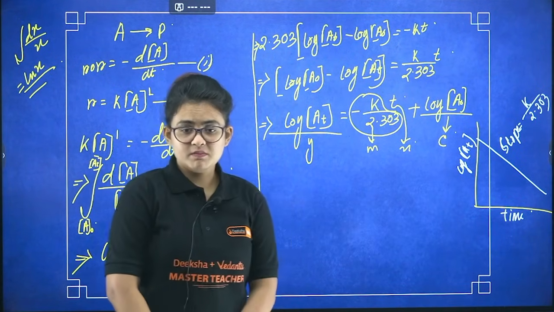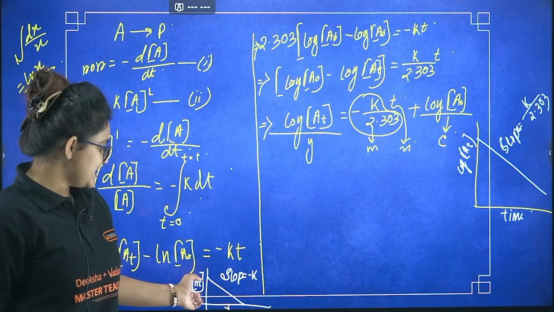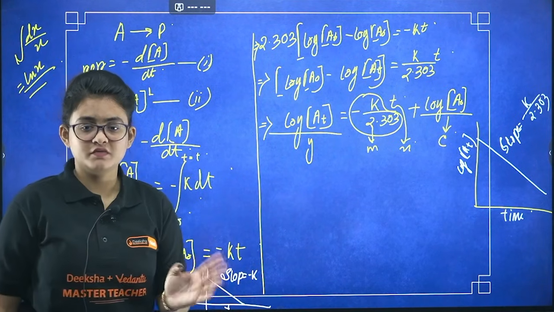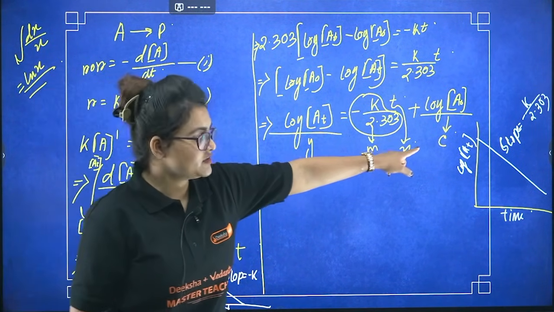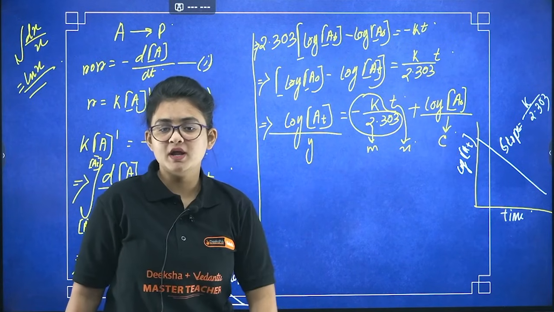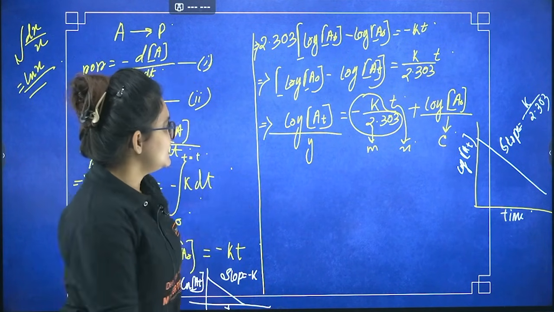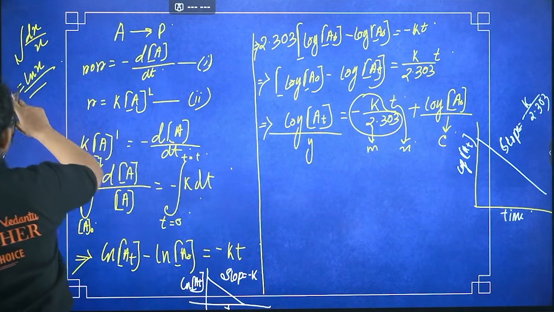So remember what the axis is, either ln or log. Be careful about it. Log of concentration of reactant with respect to time. I guess it's clear. Now let's come up with a form.